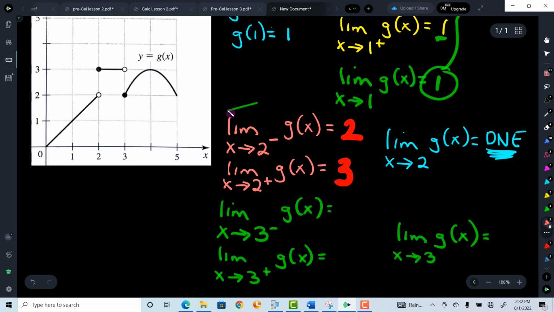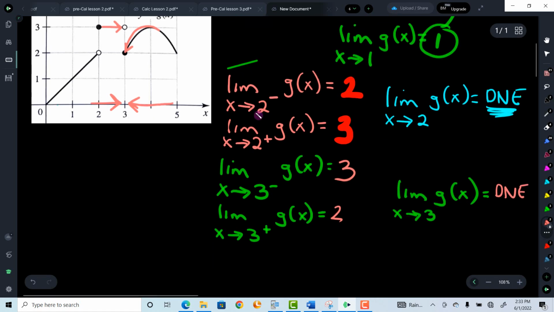Okay, so the limit as x approaches 3 from the left, what's y doing? y is approaching 3. The limit as x approaches 3 from the right, what's y doing? What's it getting closer to? 2. So what's the limit as x approaches 3? It does not exist. Okay?